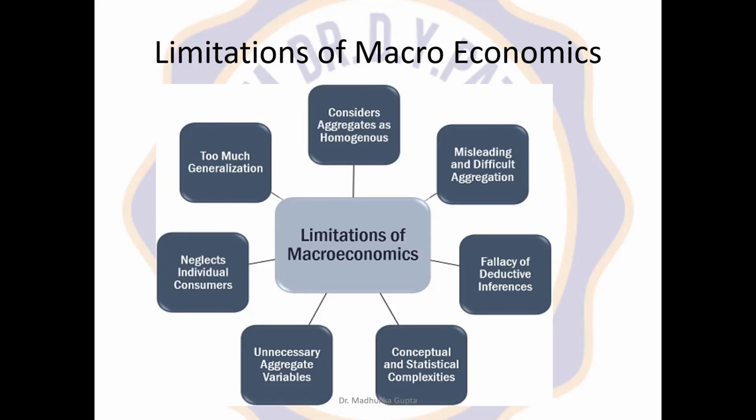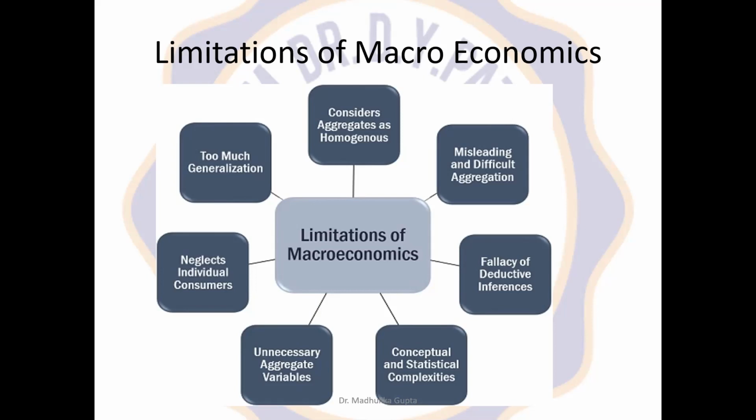It can be misleading and difficult aggregation. Like the extensive application of the macroeconomic measures seems to be irrelevant when aimed at 100% result. So that's another drawback. The next is fallacy of deductive inferences, like macroeconomic functions and aggregate values we understood. But the interpretation of the individual activities may not be the same as compared to the conclusion drawn on the mass level. So that can be a big limitation.